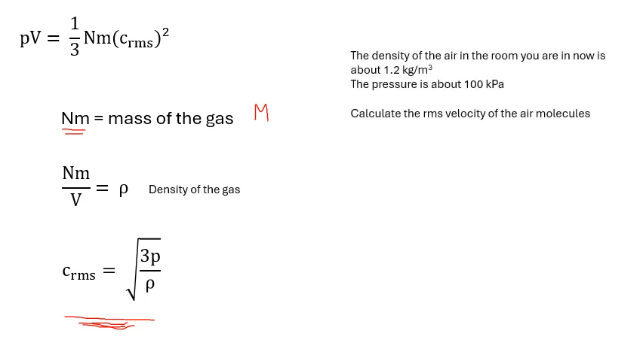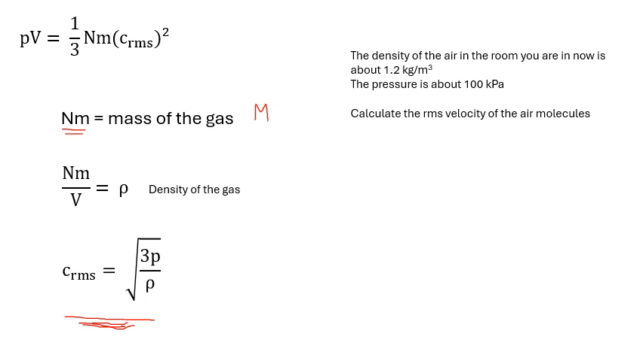Now, do that then. The density of the air in the room you're in now is about 1.2 kilograms per meter cubed. The pressure is about 100 kilopascals, about 1 bar, 1 atmosphere.